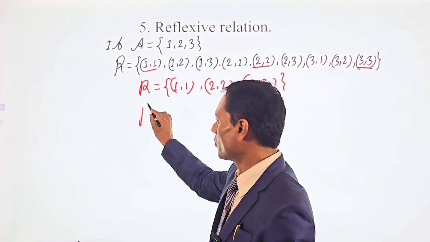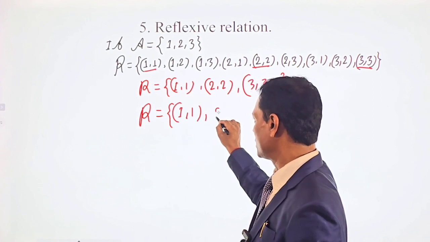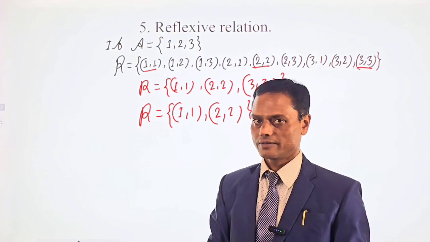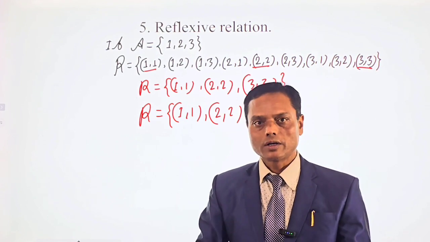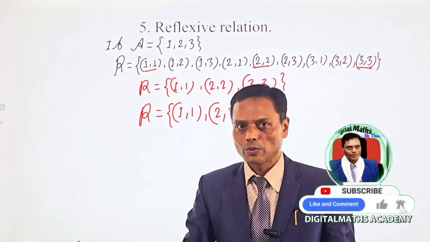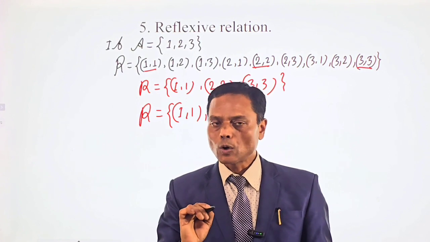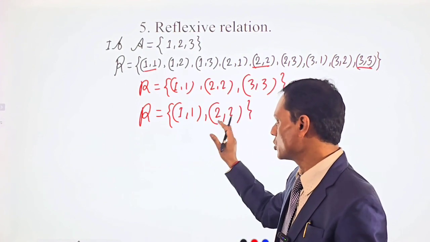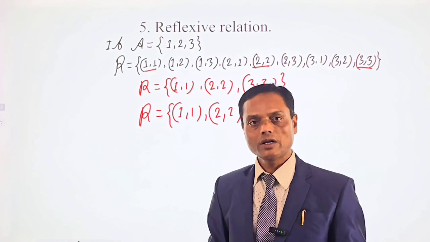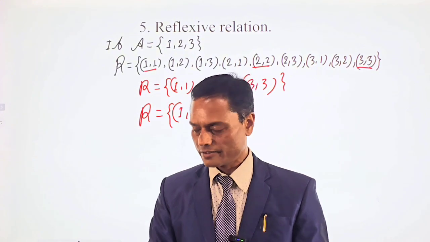But if we select only two ordered pairs, likewise (1, 1) and (2, 2), that is also a reflexive relation, right? If we select only one, doesn't matter, but only one is not enough. So at least two ordered pairs are compulsory. So if we select two ordered pairs from the universal relation such that both the components are equal, then such types of relations are called reflexive relations.